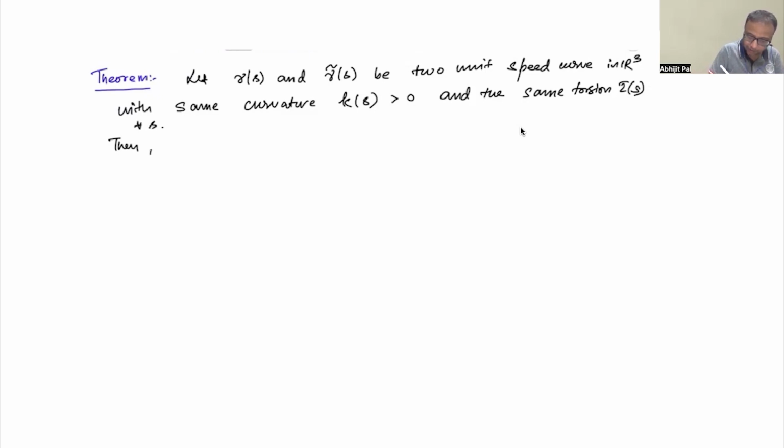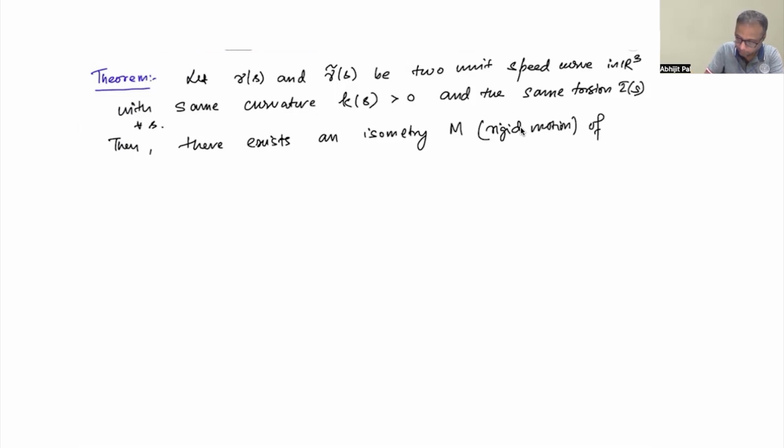so there exists an isometry M, which is also sometimes called a rigid motion, of R3 such that M of gamma(s) is equal to gamma tilde(s) for all s.